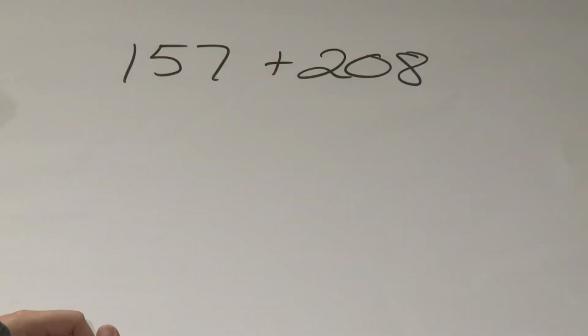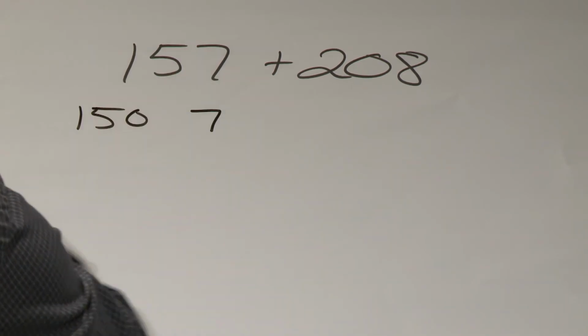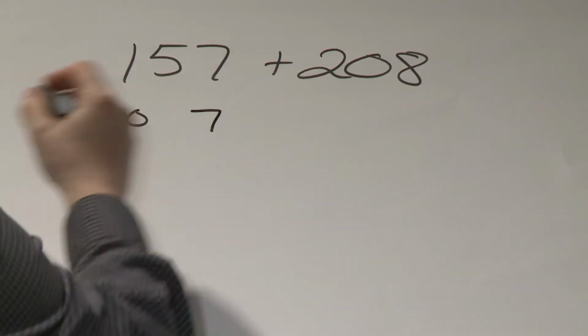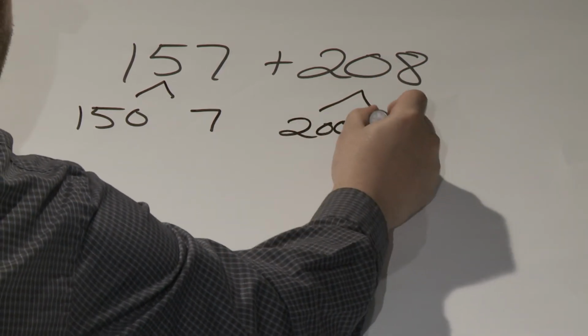The partial sum strategy works with all sorts of addends. Let's take a look at two 3-digit addends. In this problem, we're adding 157 plus 208. We could again break it apart by its place value, but doing so might be a bit cumbersome. Let's think of some other ways to break it apart. We might think of 157 as 150 and 7, and 208 as 208.